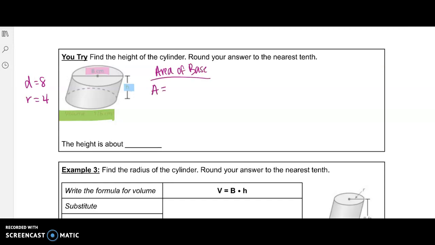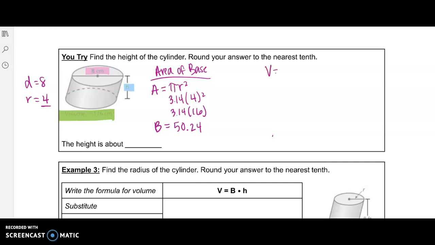So area equals pi r squared. So we have 3.14 times our radius squared, so 4 squared. So 3.14 times 16, which equals 50.24. So that's our area of our base. And now we are going to solve for our height.